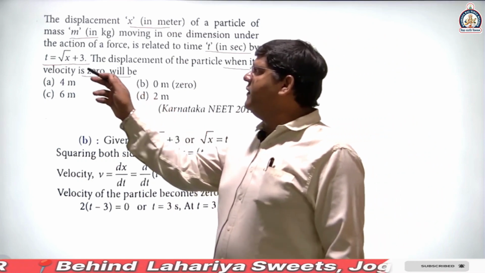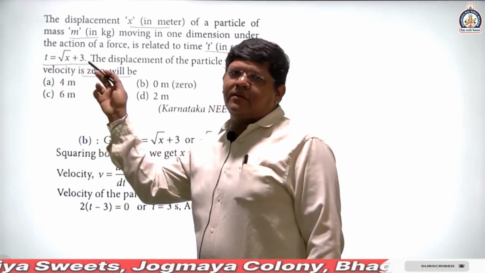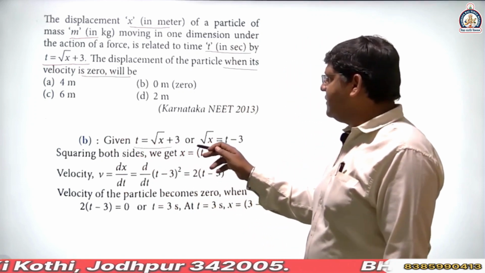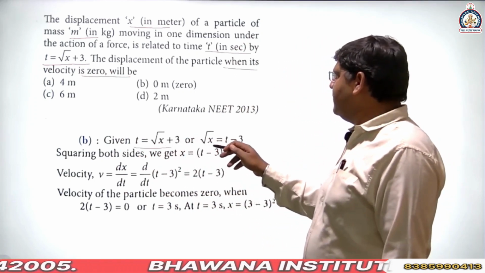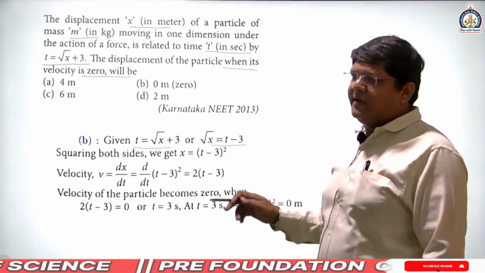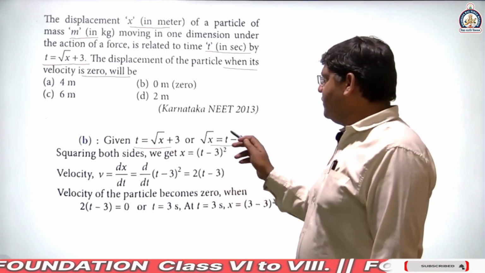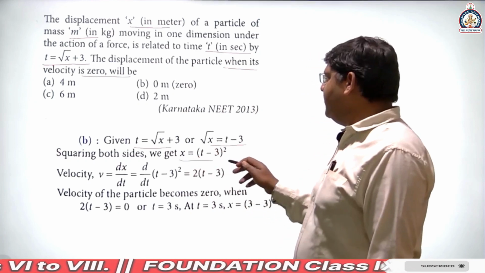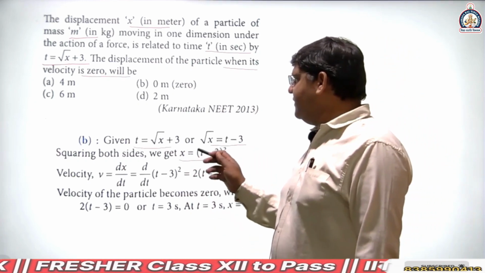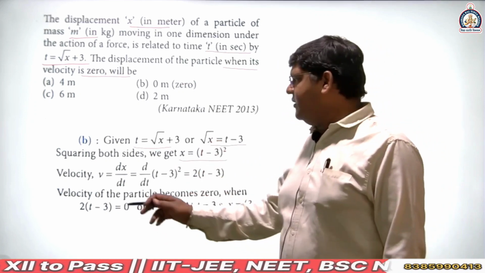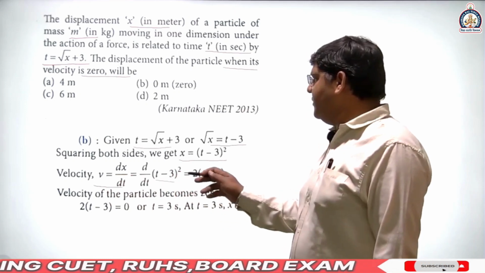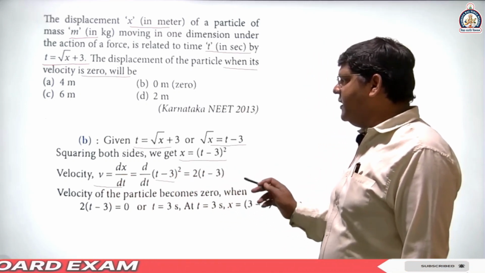So firstly we have to convert this t equation in the form of x. So t is equal to root x plus 3. Root x can be written as t minus 3. Now for removing the root we have to perform squaring. So squaring both sides we get x is equal to t minus 3 whole square. Now this is our required x. For velocity we have to calculate dx upon dt. So the differentiation of t minus 3 whole square comes to be 2 into t minus 3.